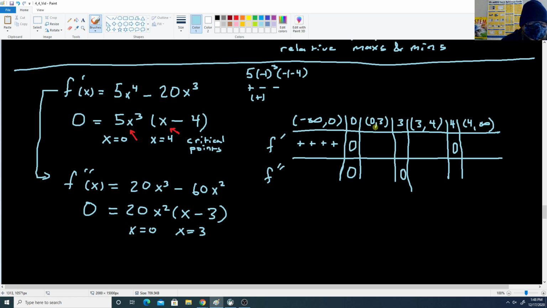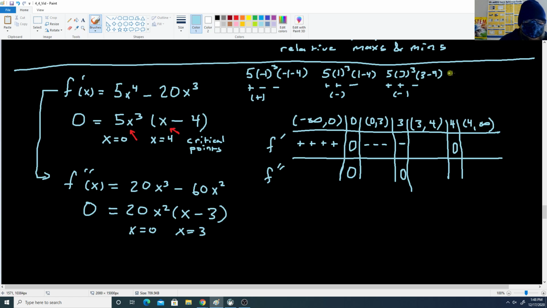We'll use 1 next because 1's between 0 and 3. So we'll get 5 times 1 cubed times 1 minus 4. So that'll be positive, 1 cubed is positive. 1 minus 4 is -3, so that's negative. So the end result from plugging in here in the first derivative is that we're negative. Let's do 3 next to see if 3 is positive or negative. We'd have 5 times 3 cubed times 3 minus 4. 3 cubed is positive, 3 minus 4 is negative. So we're negative there.